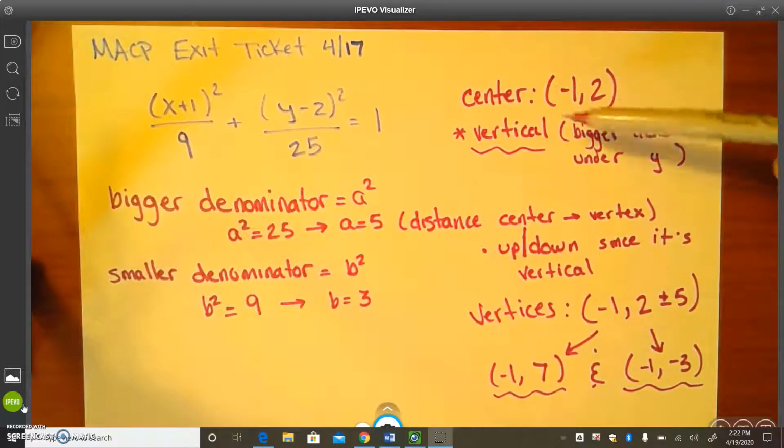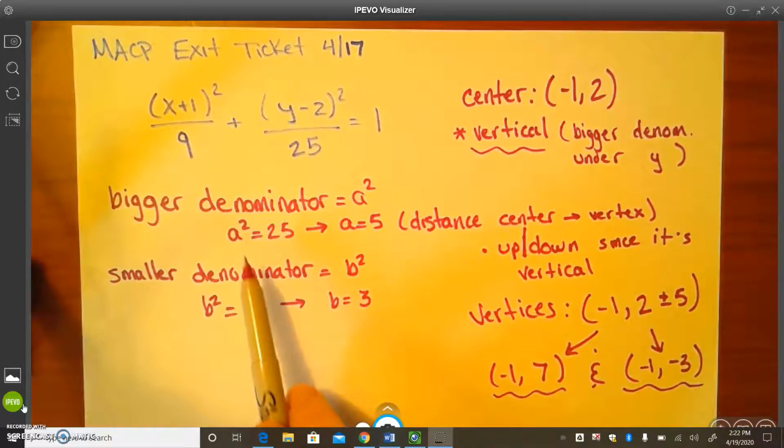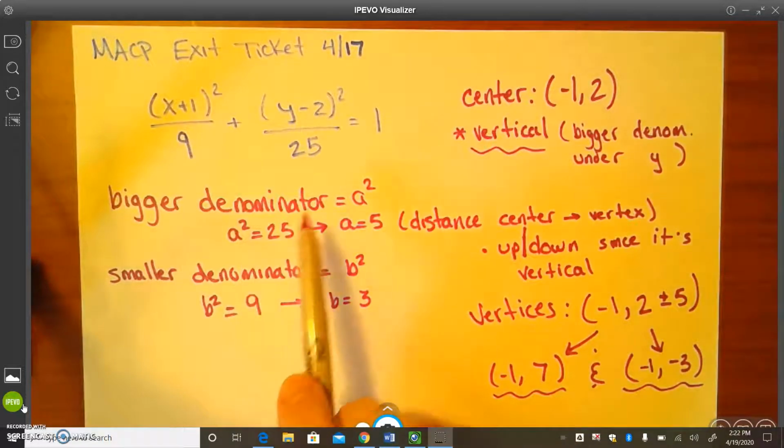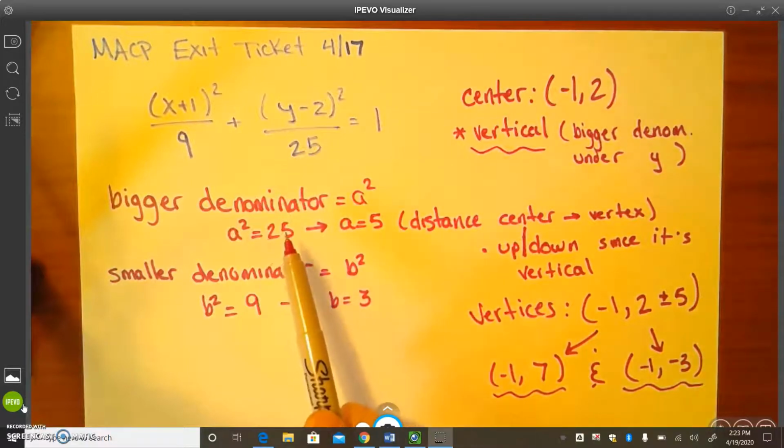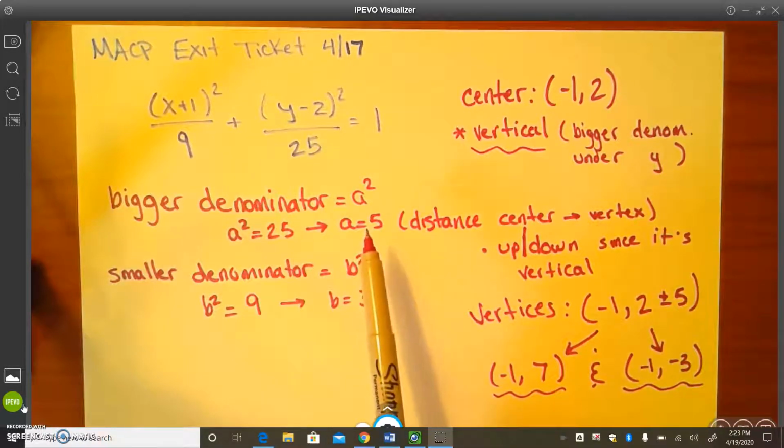I did ask for both vertices, so I need my value of A. Again, a lot of definitions at work here. We know A squared is always the larger denominator. It doesn't have to be with X. It doesn't have to be with Y. It's always whichever one of these is the larger. So A squared is 25, making A 5.